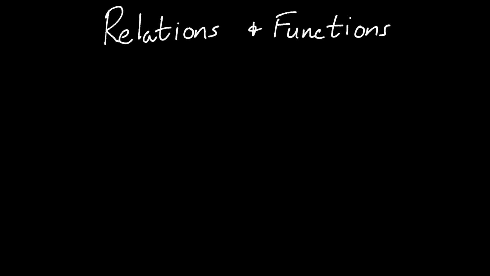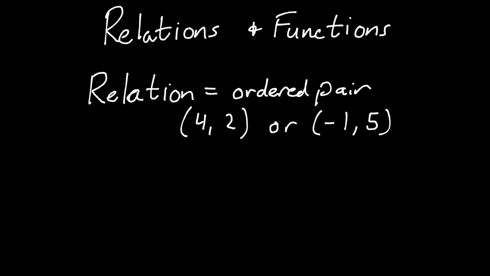In this video, we are going to look at relations and functions. A relation is an ordered pair. It means that we have two numbers that are related to each other. So here in this ordered pair, at the x value of 4, we get the y value of 2. Or at the x value of -1, we get the y value of 5. These are a relation.